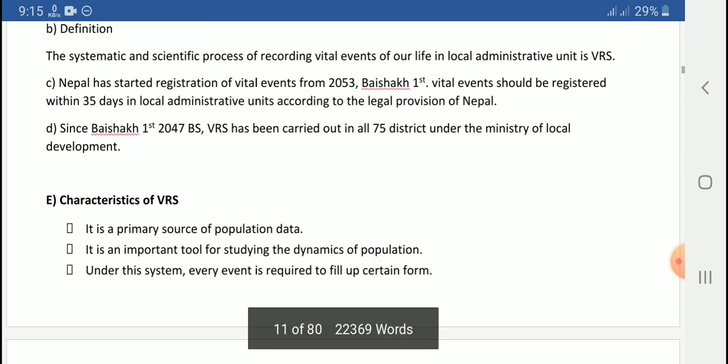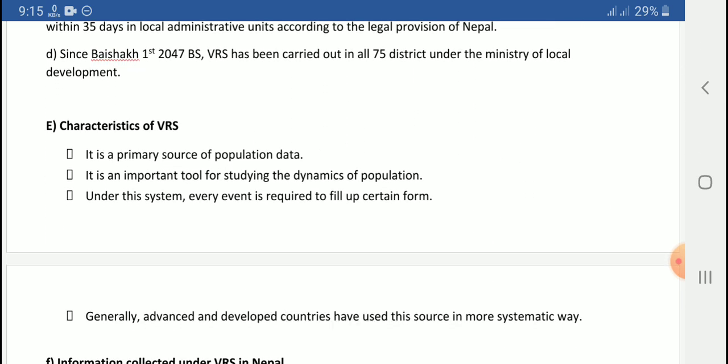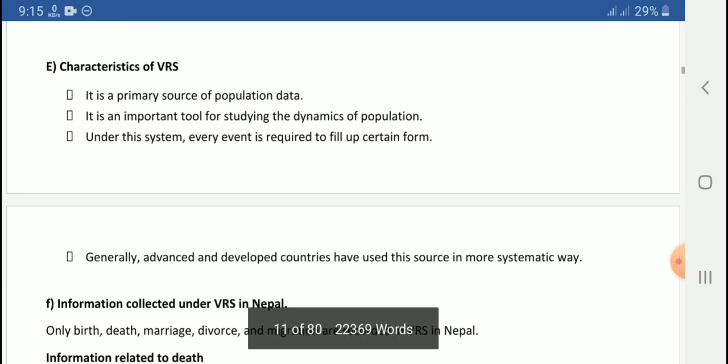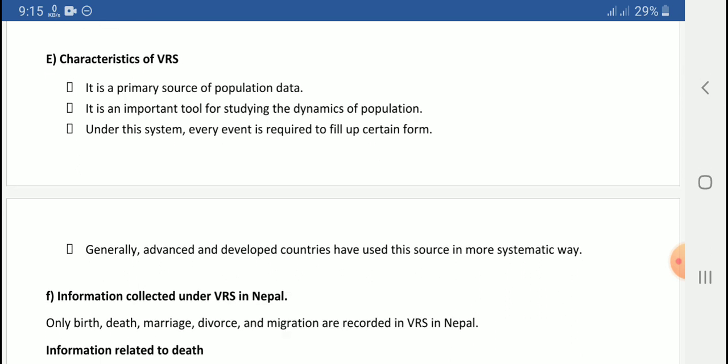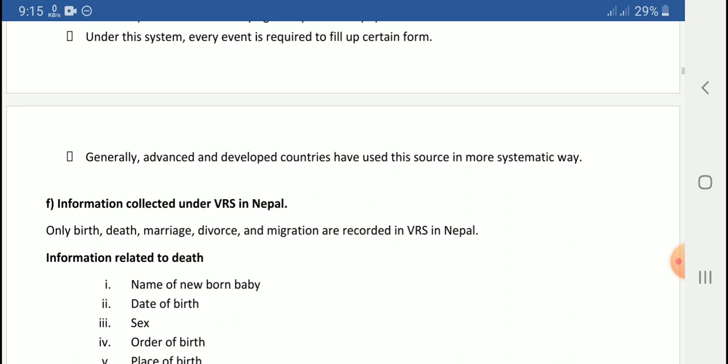All right, now here are the characteristics of the vital registration system. You just go through it. You have to read this. It's a primary source of population data, an important tool for studying the dynamics of population. Under this system, every event is required to fill up a certain form. Generally, advanced and developed countries have used this source in a more systematic way.